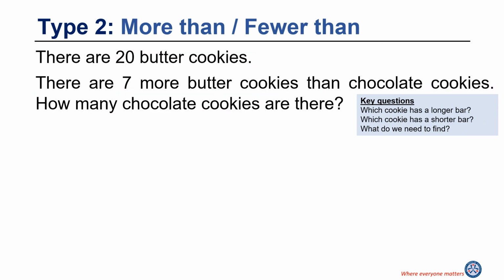Let us take a look at another word problem. There are 20 butter cookies. There are 7 more butter cookies than chocolate cookies. How many chocolate cookies are there?